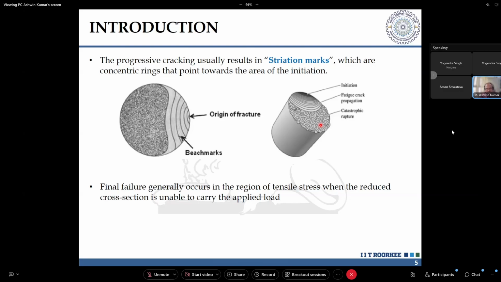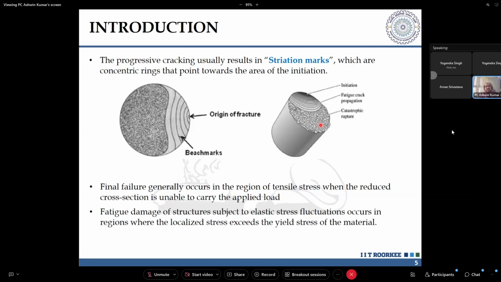The next important point to understand before we go into this lecture is that final failure generally occurs in the region of tensile stresses. Whether it is low cycle fatigue or high cycle fatigue, the final failure occurs in the region of tensile stresses, right? This has a meaning going forward. Keep in mind that under compression it might buckle. The buckling can also aid in creating a concentration of stresses in the member, but the final failure generally occurs in the region of tensile stresses.